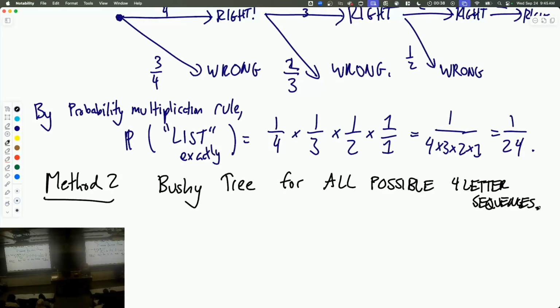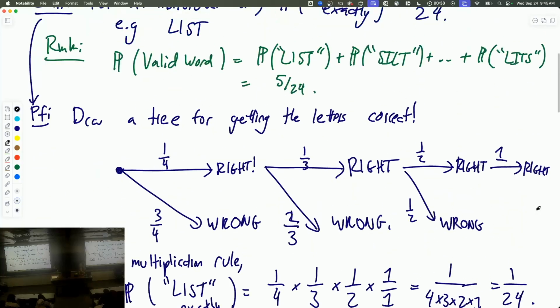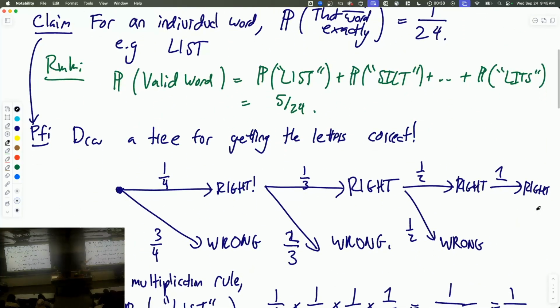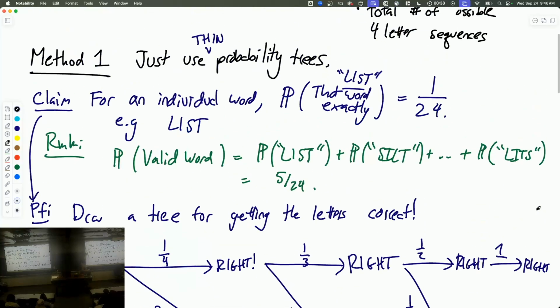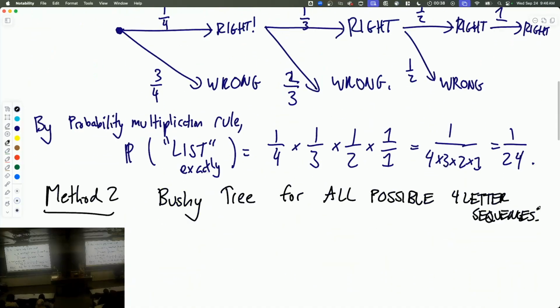And on this big bushy tree, we'll be able to identify the 5 things. So instead of doing it one by one and having to do this special little tree for each one, and then having this extra step from the remark of adding them up, we're going to be able to do that all at once. That's the nice thing about the bushy tree.